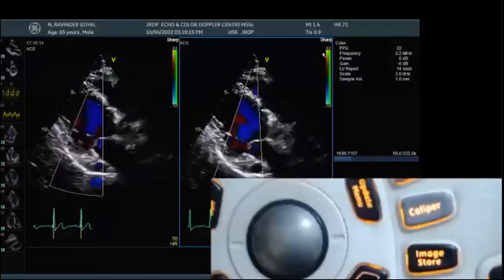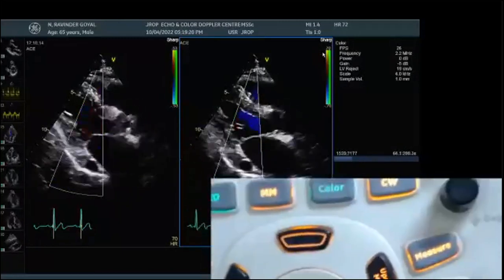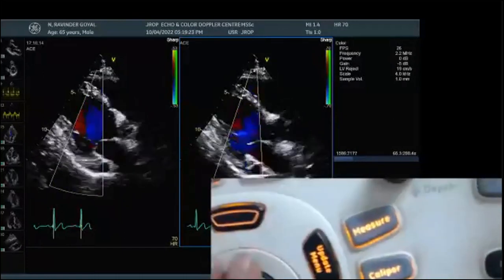One more thing which you can really see over here by increasing the Nyquist limit is, I'm increasing to 61, and look at the left side of the screen over here.